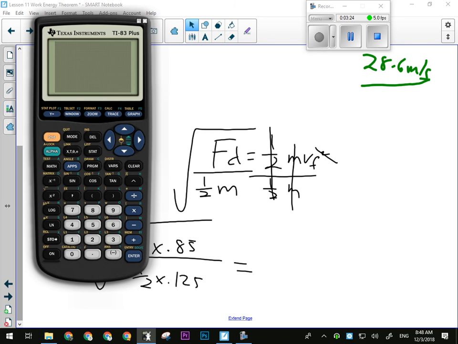So we're going to have 60 times 0.85 divided by 1/2 times 0.125. Then we take the square root of that. We get 28.6 meters per second, which is pretty fast, which is why you shouldn't aim a slingshot at somebody, because you could take their eye out. That's really fast, and that would be dangerous.